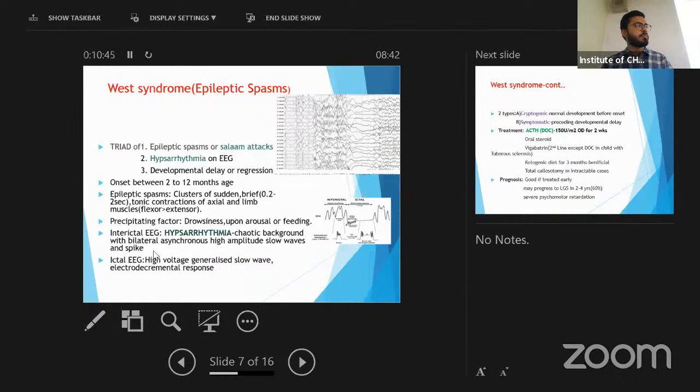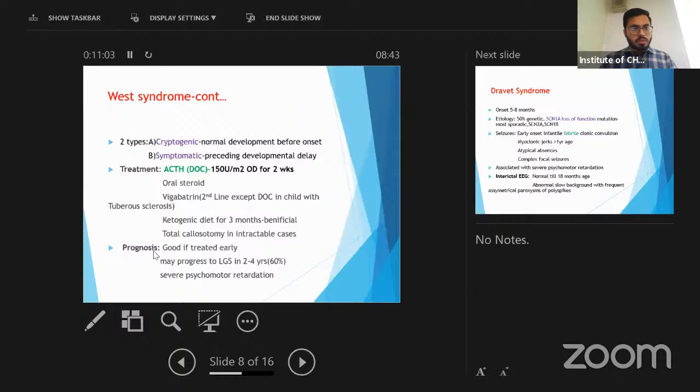Interictal EEG shows hypsarrhythmia. Hypsarrhythmia is the chaotic background with bilateral asynchronous high amplitude slow waves and spikes. Ictal EEG shows high voltage generalized slow wave with electrodecremental response. Then there are two types of West syndrome. One is cryptogenic and the other is symptomatic. In cryptogenic, there is normal development before the onset of the seizures, and in symptomatic, there is preceding developmental delay, maybe due to some perinatal asphyxia.